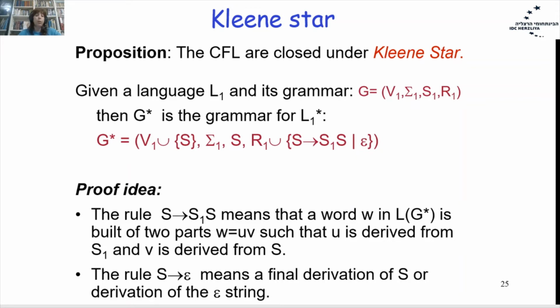Okay, the proof idea of what we did is actually a very simple one. The rule S derives S1 concatenation S means that some word W will be derived from S1, and then we can continue with a new word derived from S, and we will continue with concatenation as many times as we want. The rule S derives an empty word means that we derive an empty word. And now in the Kleene star operation, an empty word is a legal string of the language.